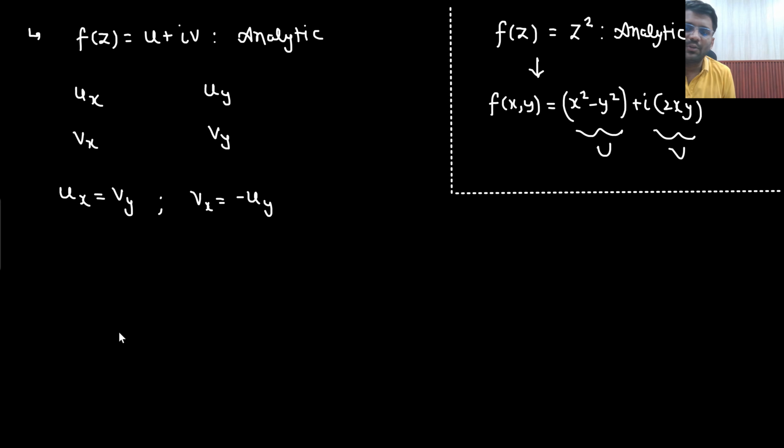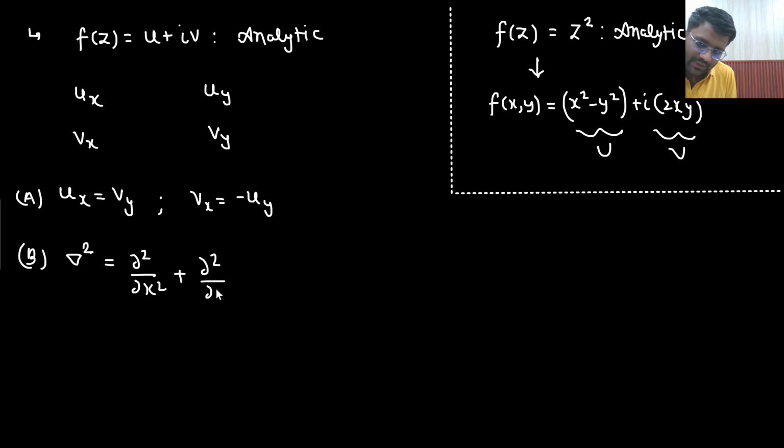Next we need to talk about the Laplacian. Do you remember the Laplacian operator? This was your option A. Do you remember the meaning of this? Del square. This operator was nothing but del square by del x square plus del square by del y square plus del square by del z square. Here only x and y we need to treat.